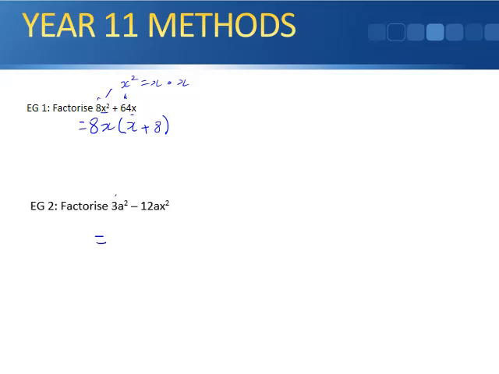Example 2, factorise this one here. Again, look at the numbers, 3 and 12. Don't worry about the negative. 3 goes into both of them. Then look at the letters, a squared, ax squared. A belongs to both of them, so we can take that out, and we're left with a minus, now 4, 12 divided by 3 is 4. This a is gone, it doesn't exist anymore, and we still have the x squared. So we'll leave that one as it is.